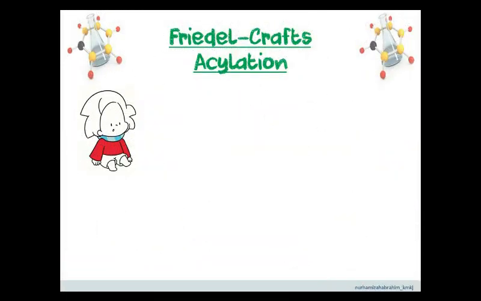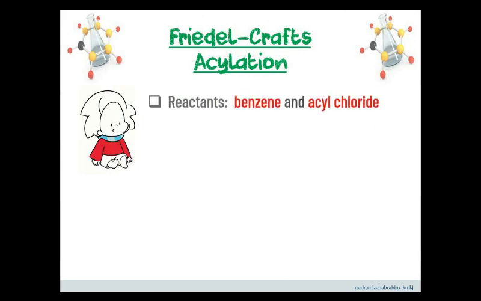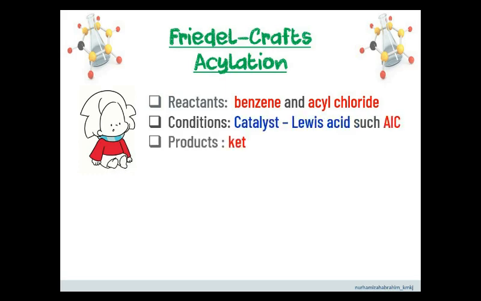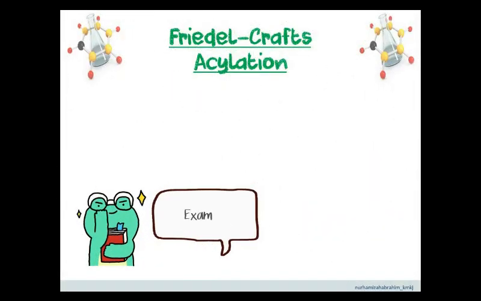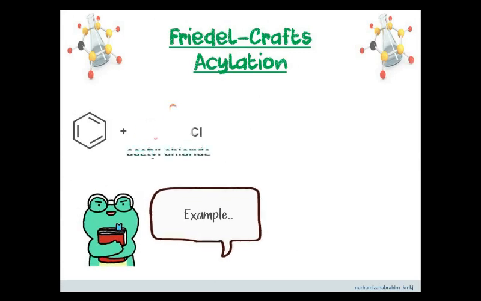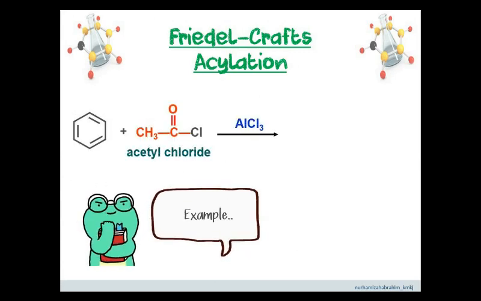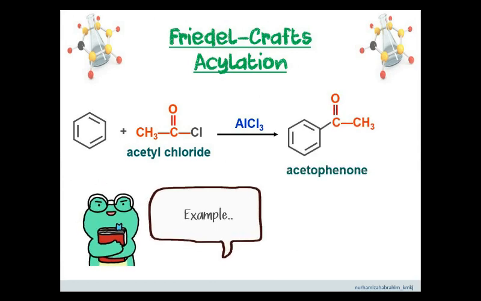The last reaction is Friedel-Crafts acylation. With acyl chloride as reactant, in the presence of a Lewis acid, the product usually contains a ketone functional group. Acylation actually means to transfer an acyl group to benzene. For example, benzene reacts with acetyl chloride, in the presence of AlCl3, the products formed are acetophenone and HCl.